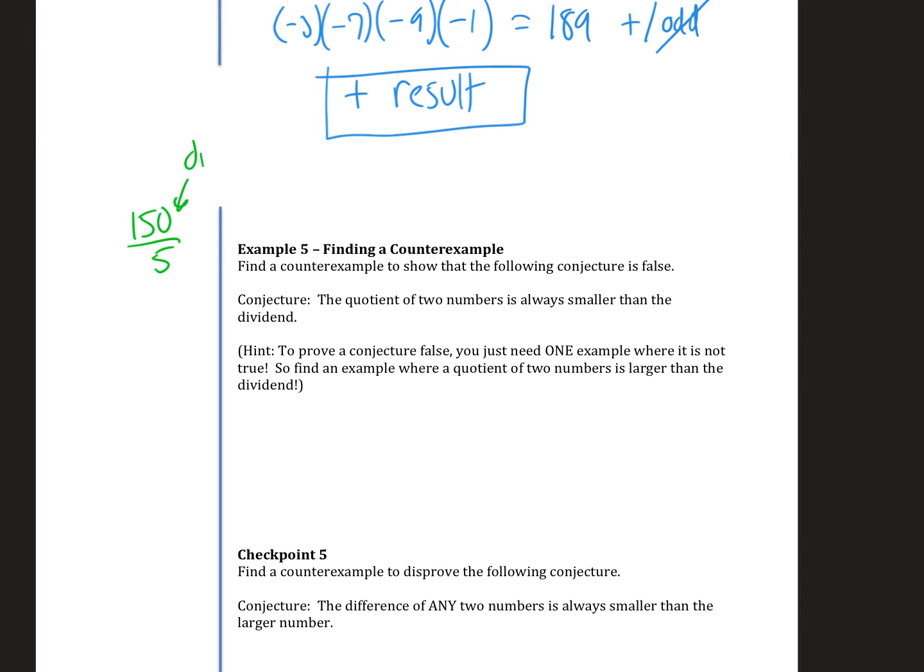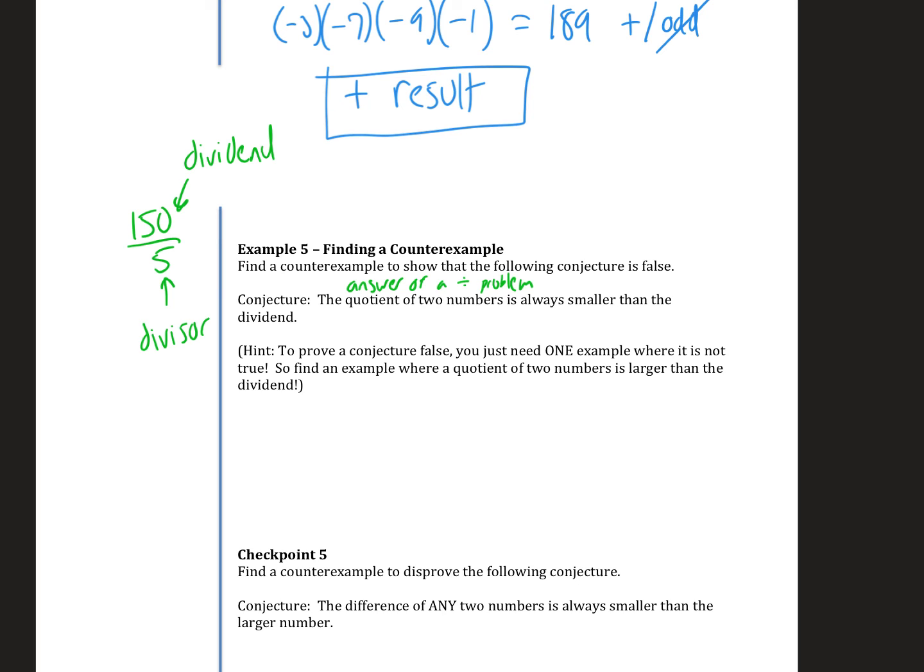This is the dividend. We don't talk about this very much. And this is the divisor. So what you're dividing is the dividend, and what you're dividing by is the divisor. The quotient is the answer of a division problem.